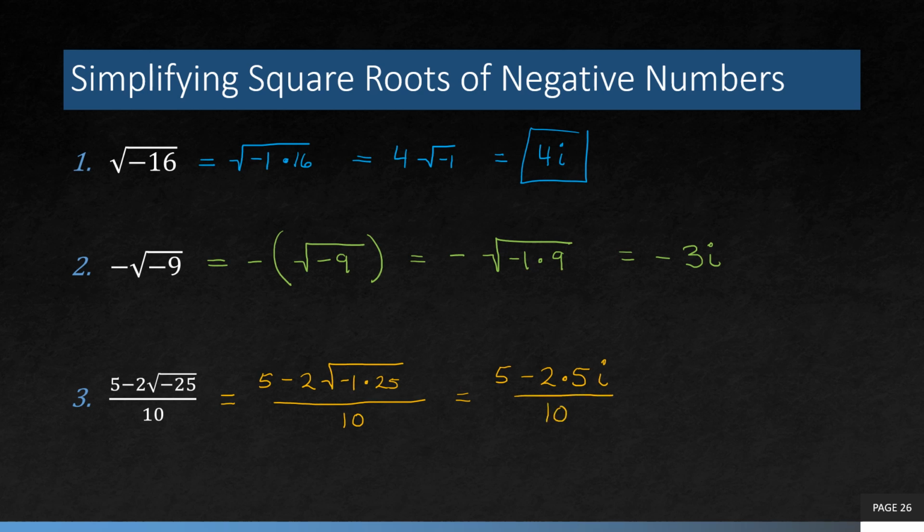And I can break this up at that negative sign. So I have 5 over 10 minus, and 2 times 5 is 10i, and that's over 10. And 5 over 10 is 1/2, and that's going to be minus i. That's probably the most difficult problem in this whole slideshow right here. A lot of weird stuff going on.